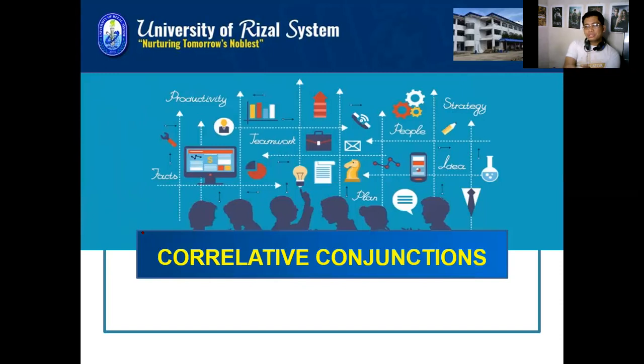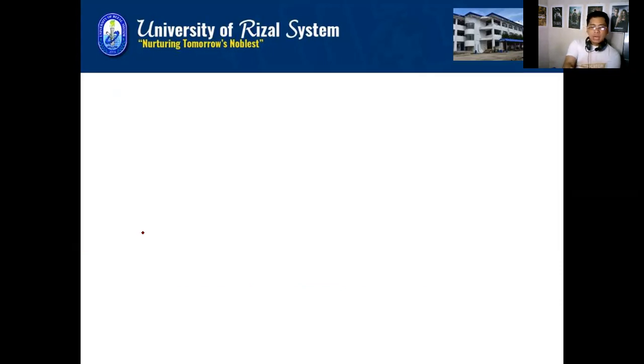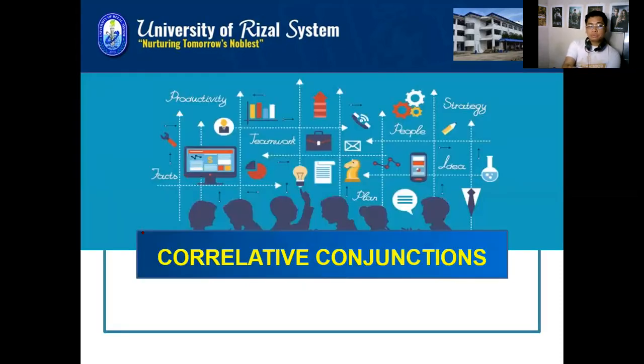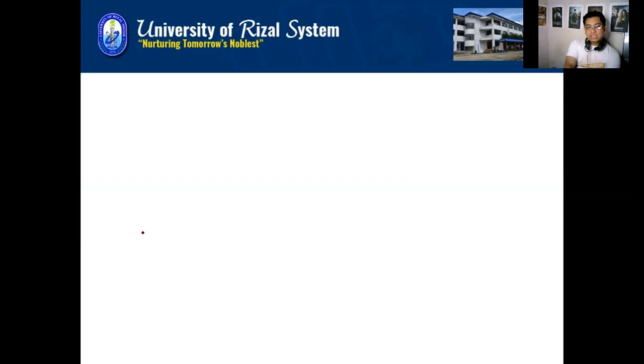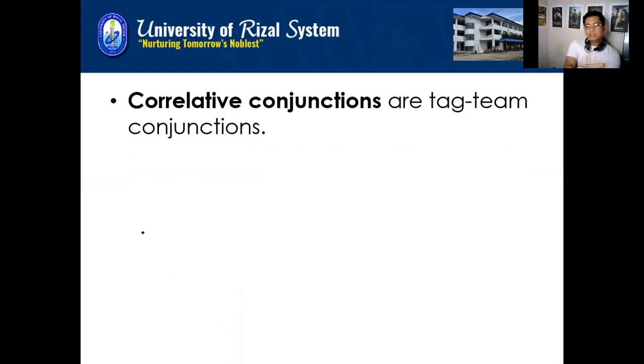So those are the different subordinators that you can use. I think before and after are also examples of subordinating conjunctions. There are plenty of them. Correlative conjunctions. So what makes it different from the others?